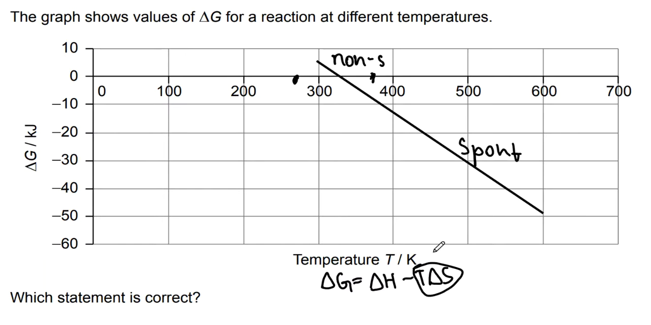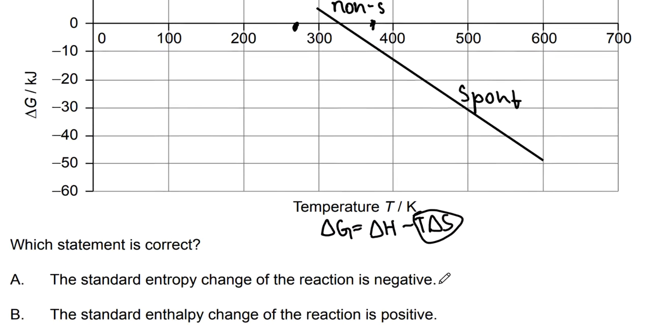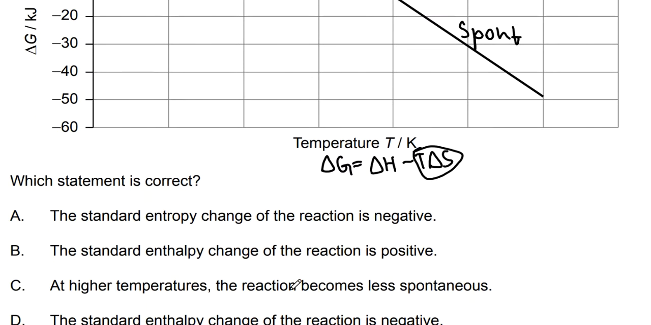So this suggests to me that this delta S value must be positive. We are subtracting this T delta S value, and as the temperature increases, this whole value that we're subtracting would get bigger if delta S is positive. And the fact that this whole value gets bigger is suggestive in the fact that we see delta G becoming smaller and smaller, becoming more and more negative as temperature increases. The standard entropy change of the reaction would be positive. So statement 1 is incorrect.